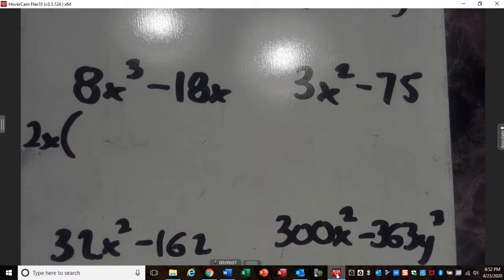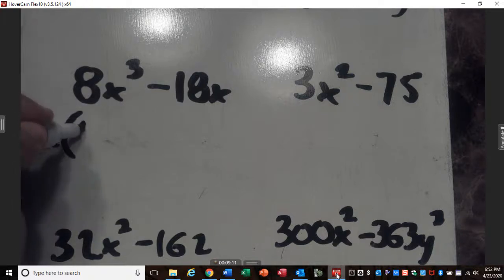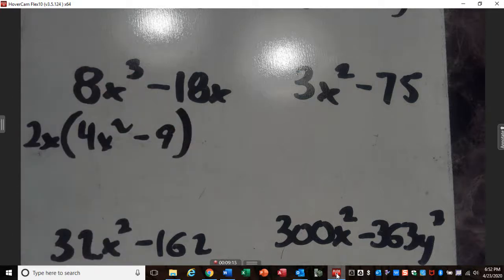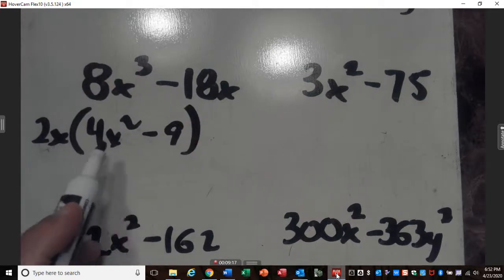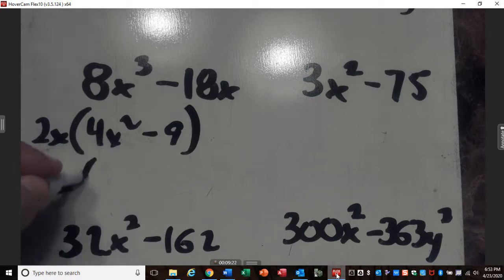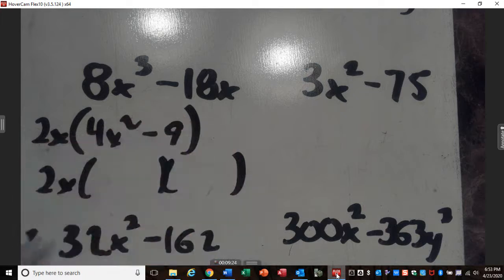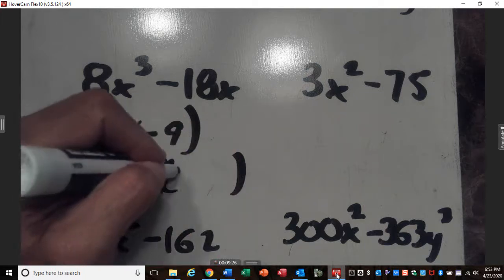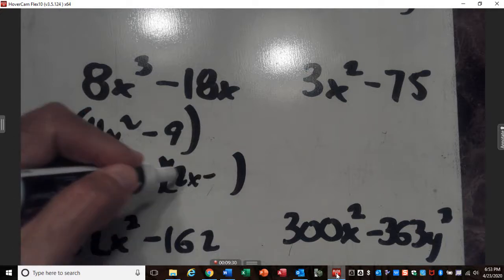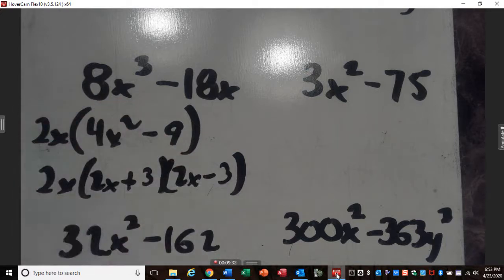This is when we really get into the nitty-gritty here. Okay, divide this by 2x. You're going to get 4x squared minus 9. And then we're going to have to factor this one more time. This is the difference of two squares. So now you're going to have 2x. Don't lose the 2x. That's part of your answer. Open up your parentheses. And what you'll have is 2 and 2, x and x, plus and minus, and 3 and 3. And we're done.